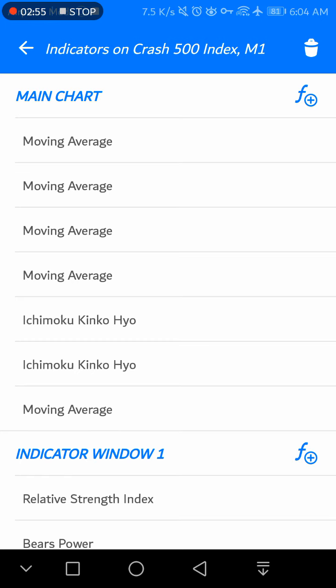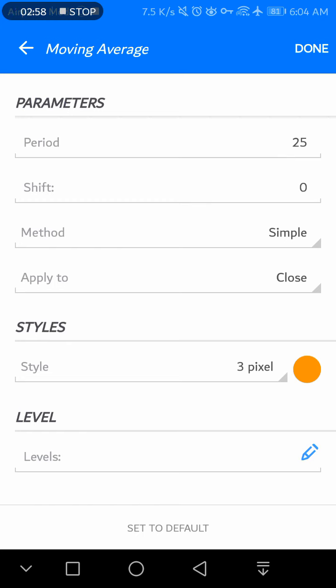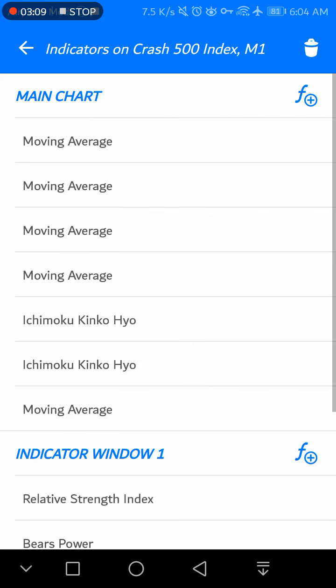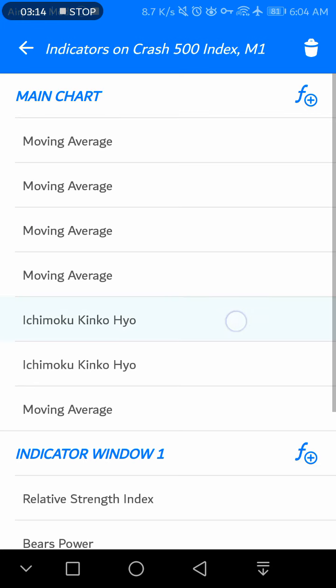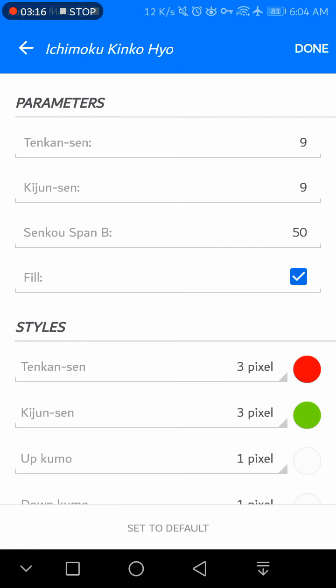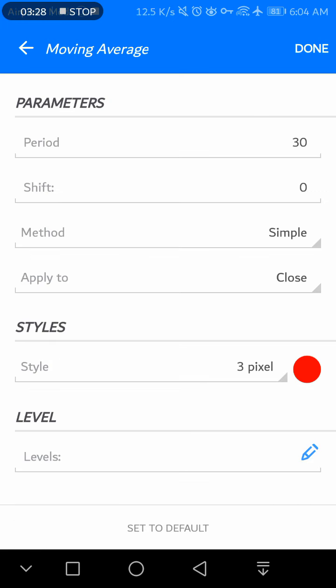I hope you understand how to set up. I will show again. The first one is a 25 period moving average, simple. The second one is 15, simple, apply to close. The third one is 12, simple, apply to close. The fourth one is 20, simple, apply to close. And Ichimoku 9, 9, 52, Tenkan-sen, Kijun-sen, Senkou Span. Okay, and the second Ichimoku 9, 9, 52. Then a moving average of 30 period.